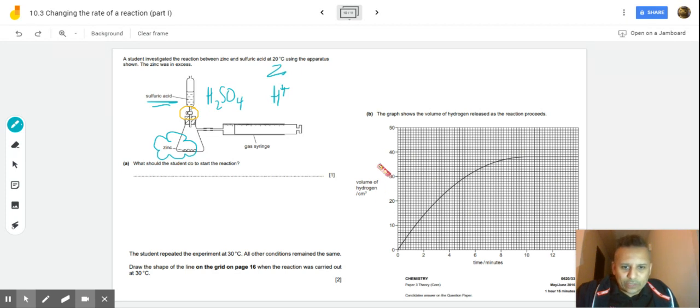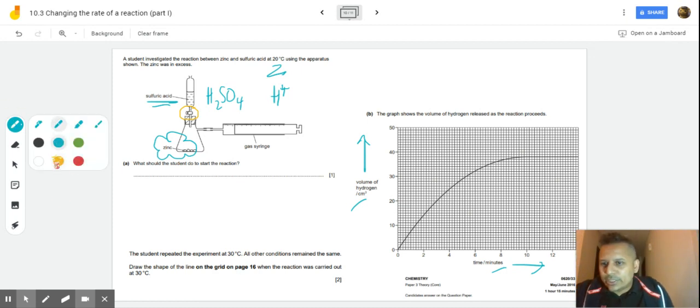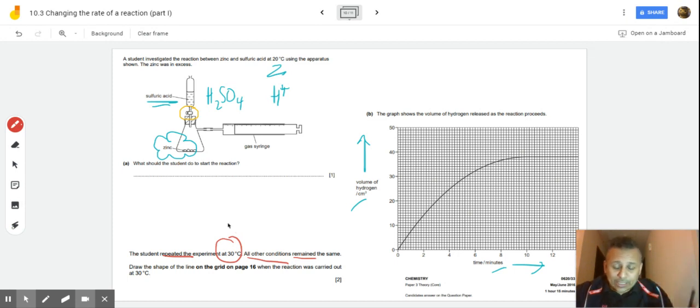So here we go. There's the volume of hydrogen here, and then you've got your time in minutes on the x-axis there. Okay, so volume of hydrogen up here, centimeters cubed, time in minutes. So it was seconds before in the examples, now it's minutes. Okay, so the student repeated the experiment at 30. Now immediately you have to think, right, repeated the experiment at 30, all other conditions remain the same. So that means the only thing that's changing is perhaps temperature.